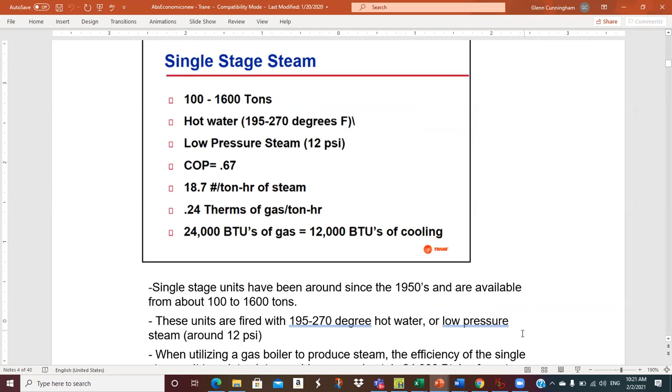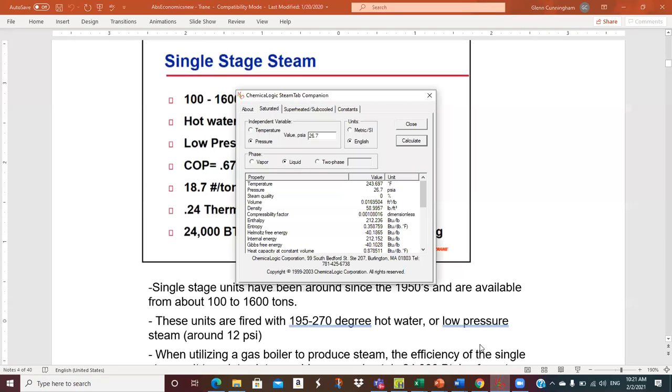And let me see, I wanted to pull something up here. Let's look at this. It's 12, so that's PSIG. And this is just a little steam properties calculator that I keep. So saturated steam, US units, pressure. If it's 12 PSIG, if I figure atmospheric at 14.7, then it's going to be 26.7, right?